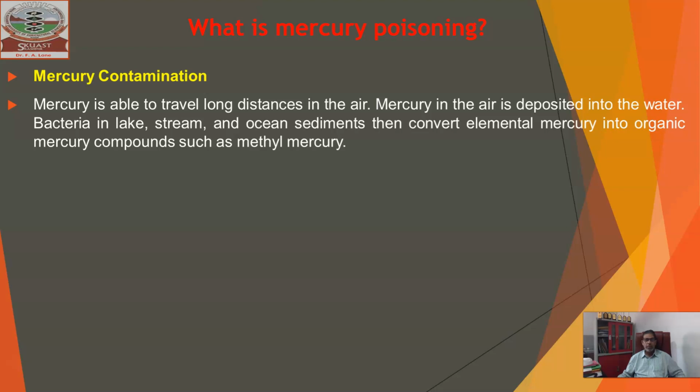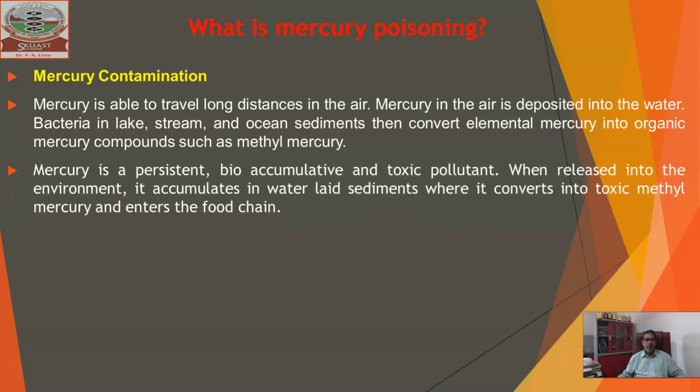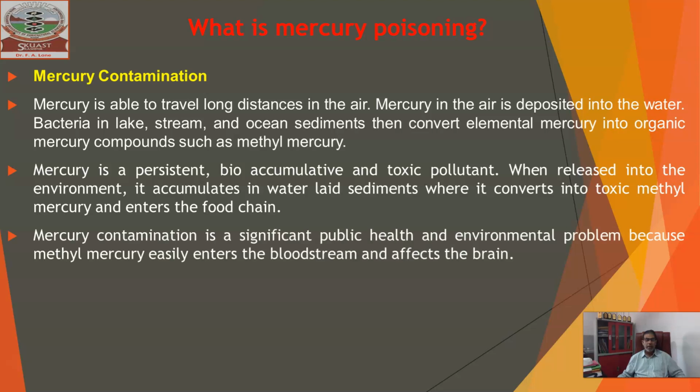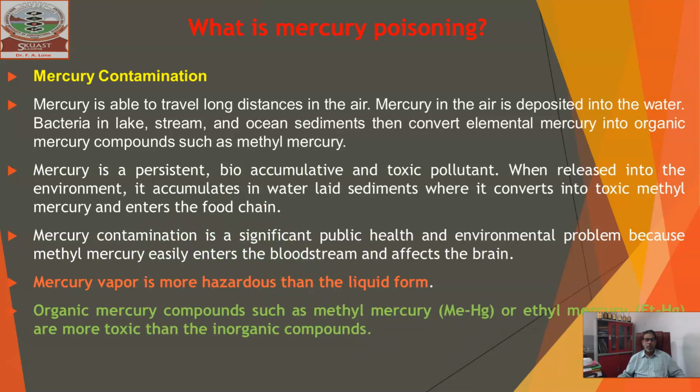Bacteria in lakes, streams, and ocean sediments then convert elemental mercury into organic mercury compounds, such as methyl mercury. Mercury is a persistent, bioaccumulating, and toxic pollutant. When released into the environment, it accumulates in water and sediments, where it converts into toxic methyl mercury and enters the food chain. Mercury contamination is a significant public health and environmental problem because methyl mercury easily enters the bloodstream and affects the brain, and mercury vapor is more hazardous than the liquid form. Organic mercury compounds such as methyl mercury or ethyl mercury are more toxic than the inorganic compounds of mercury.